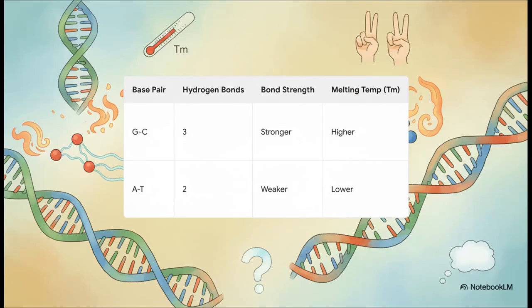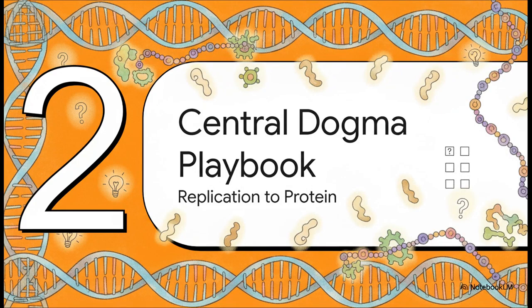All right, let's talk about melting temperature, or TM. This is a classic exam question. It's all about bond strength. Just remember this. GC pairs have 3 hydrogen bonds. AT pairs only have 2. It's that simple. So it's going to take more energy, right, more heat, to break 3 bonds than to break 2. That means if you have a DNA sequence that's packed with G's and C's, its melting temperature is going to be higher. For sure, expect a question where you have to compare 2 DNA strands and say which one has the higher TM.